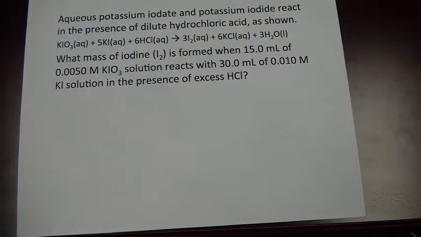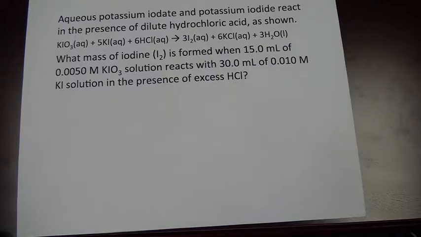Let's look at one more. Aqueous potassium iodate and potassium iodide, again, react in the presence of dilute hydrochloric acid as shown. Again, the same reaction. What mass of I2 is formed when 15 milliliters of 0.0050 molar KIO3 solution reacts with 30 milliliters of 0.01 molar KI solution in the presence of excess HCl?